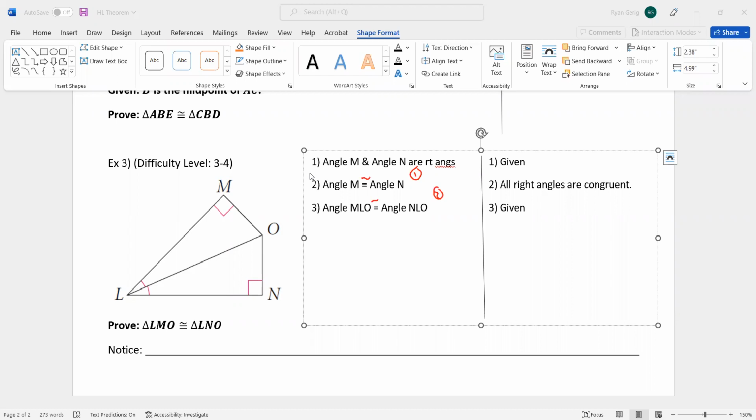All right. Fourth step. I need a side. I've got 2 angles right now. Need a side. Which side is it? Well, hopefully you see that LO is congruent to LO. Why? Should know that one by now. It's the reflexive property. But again, mark it. That's the third piece. So now I should be able to say that the triangles are congruent.